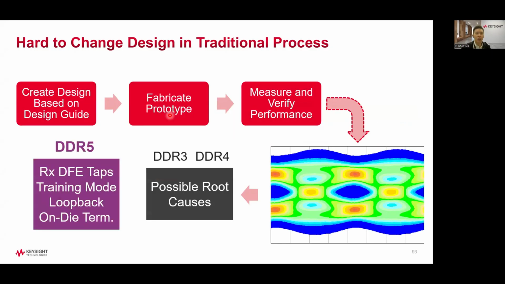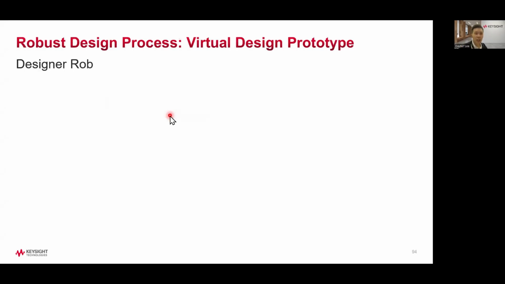With the old traditional methods, if you look at DDR3, DDR4, the simple possible root causes that we've discussed earlier might help. But for DDR5 onwards, moving into more advanced technology, more things are being included. You might need to really look into DFE taps, training mode, and look back on-die termination. There's something new for DDR5. All these new things come in and make the whole design even more complex.